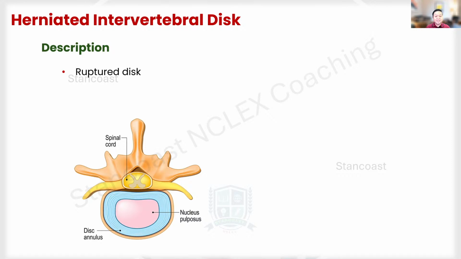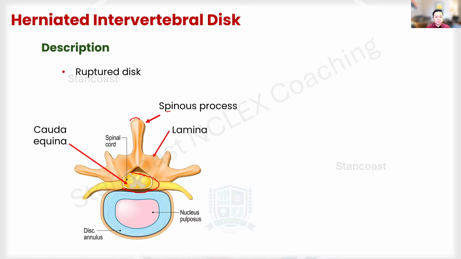Now, guys, take note that with the different anatomical structures here, take note of other important structures like the cauda equina. Okay, that's right there, pertaining to that oval-shaped section. And this is what we call the spinous process right here, this protruding bony structure. And then we also have the lamina, which is basically this side right here or this side. So don't forget about these important structures.